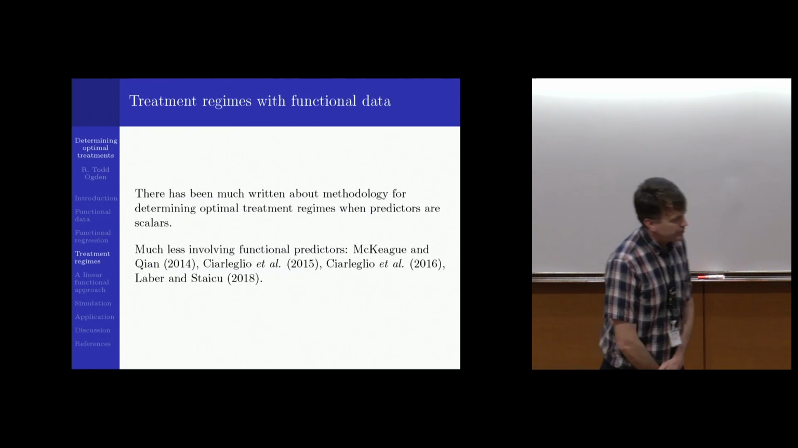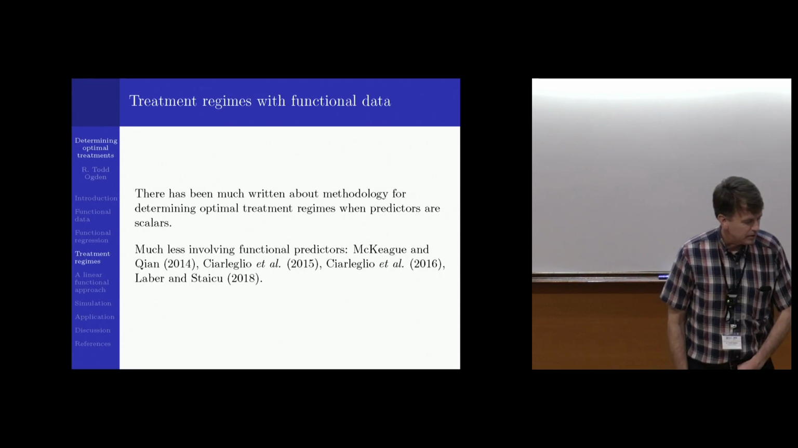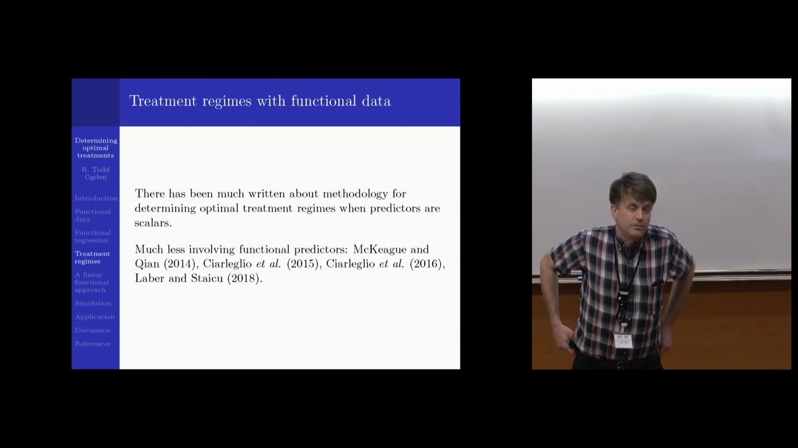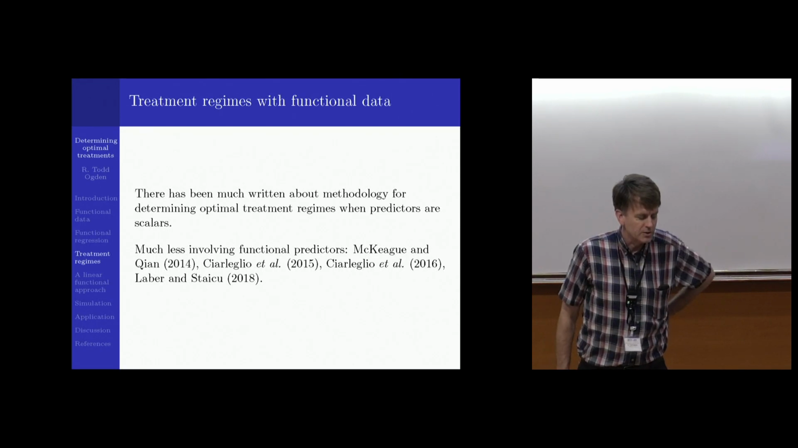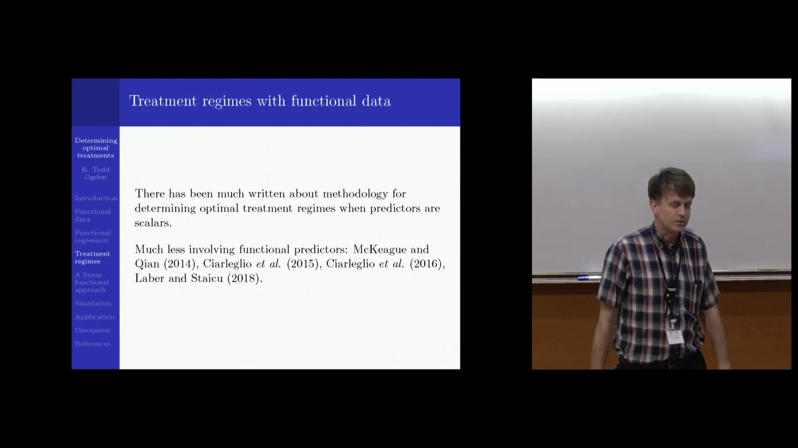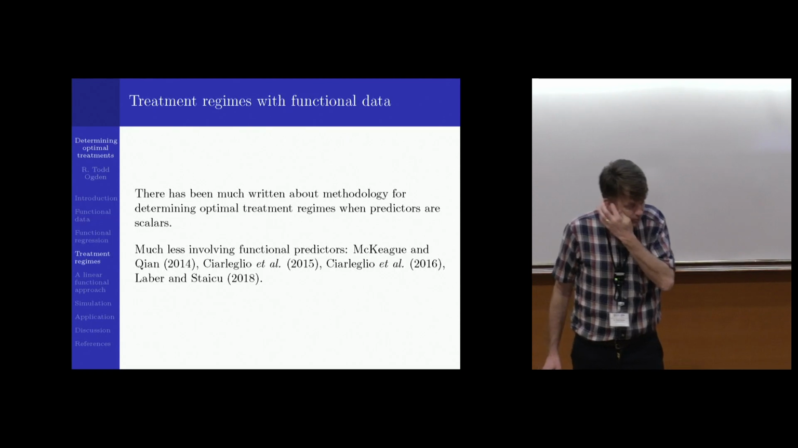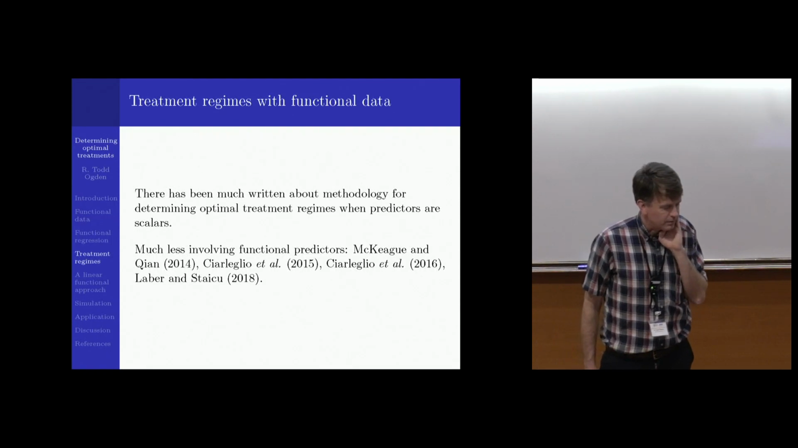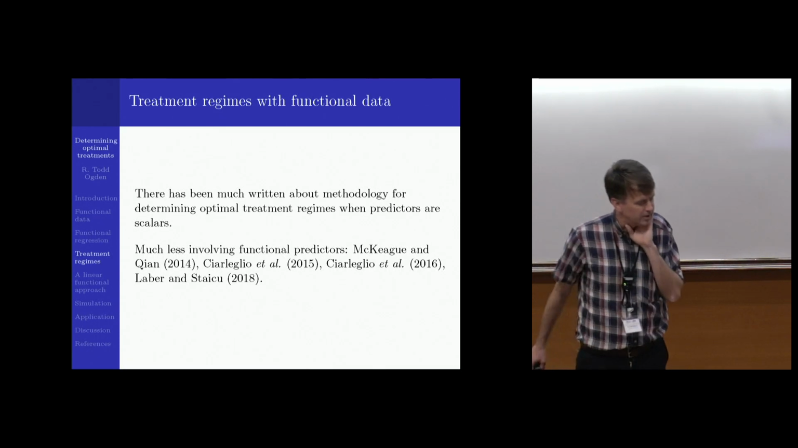Okay, so functional data is kind of new in this. There's been a lot written about methodology for doing this kind of thing when you have scalar predictors, and I'd say most of it is focused on where you have just a handful of scalar predictors. There's much less regarding functional predictors. I put up there the only 4 references that I know, and 2 of them are from our group, and 1 of them is from my colleagues.